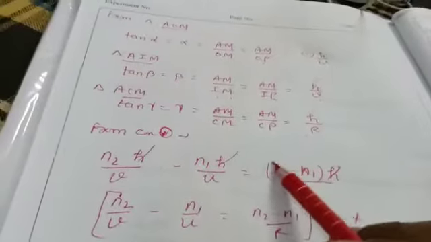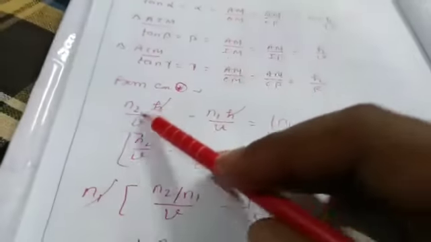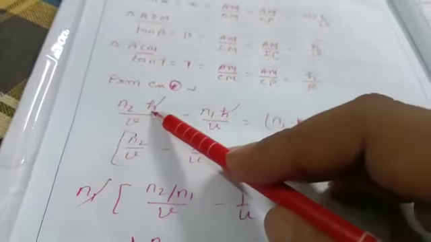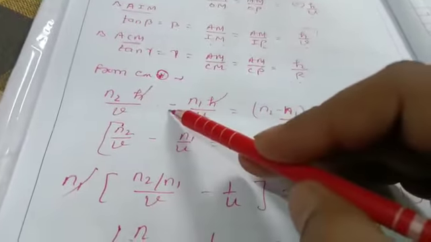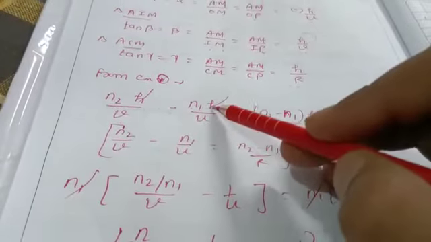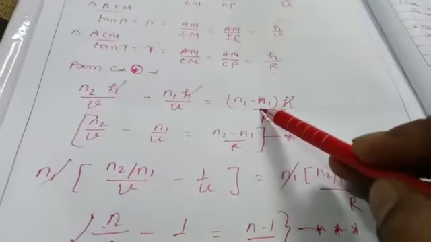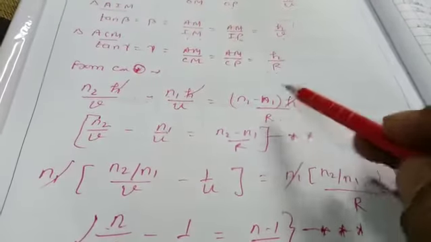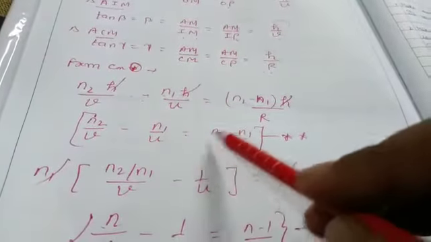So put the values in the equation star. In this equation you have to put the alpha, beta and gamma values. What do you get? You get n2 into beta, where beta is H upon V, plus n1 into alpha, where alpha is minus H upon u, equal to n2 minus n1 into gamma, where gamma is H upon R. H is common and cancels, and you get n2 by V minus n1 by u equals n2 minus n1 by R.